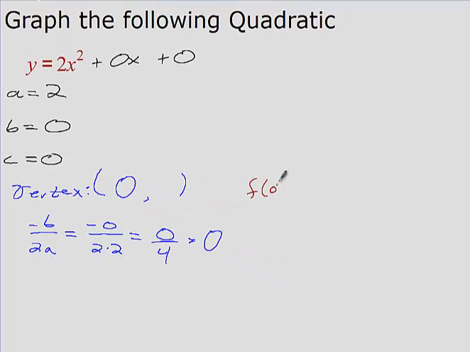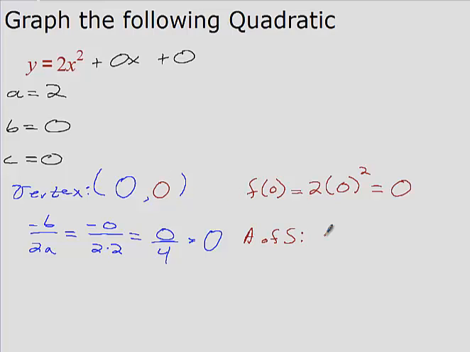Plug it back in. So what I'm going to do is use function notation. f of 0, which basically means wherever you see x, what do I substitute in for? The 0. So I take my equation, and wherever I see x, I replace it with a 0, and then I evaluate. So what's 0 squared? 0 times 2. So I get 0. So my vertex is at 0, 0.